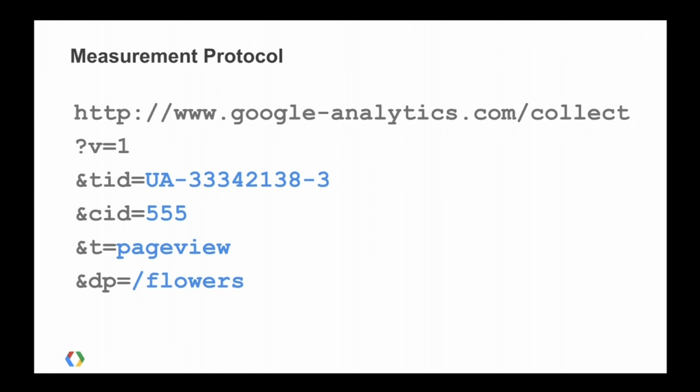So these 3 values map into a request to the measurement protocol. The protocol is actually an HTTP request to this endpoint, google-analytics.com/collect. You send a GET request. You specify a version. And then you have the 3 values. You have the TID, which is your UA number. You have the CID, which is the anonymous user ID. You have the HIT type, which in this case is a pageview. And finally, it's flowers. It's that easy.